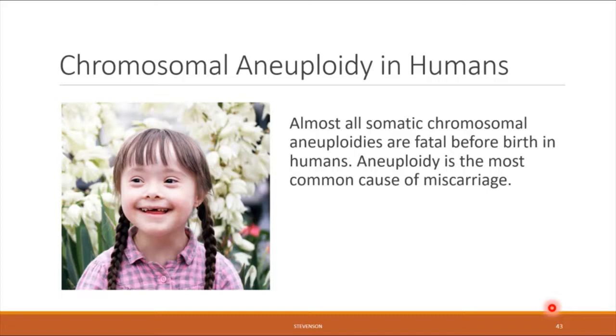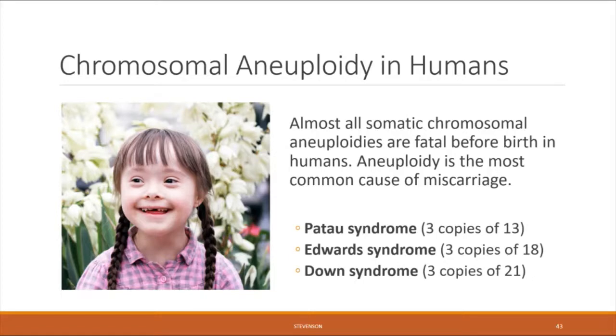However, there are 3 chromosomal aneuploidies that are survivable until birth, and those 3 are Patau syndrome, Edwards syndrome, and Down syndrome. Patau syndrome is where an individual has 3 copies of chromosome 13, and even though people can be born with this, it's still a fatal disease. 80% of babies with Patau syndrome die within their first year of life. Edwards syndrome is where a baby is born with 3 copies of 18, but this is also fatal. 50% of babies with Edwards syndrome die within their first week of life.